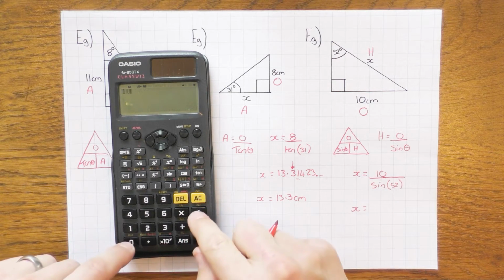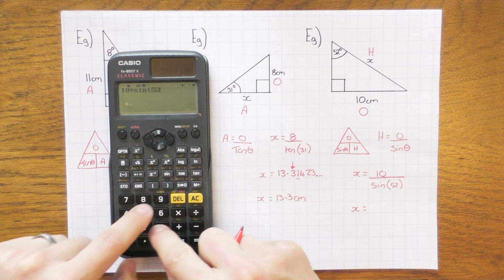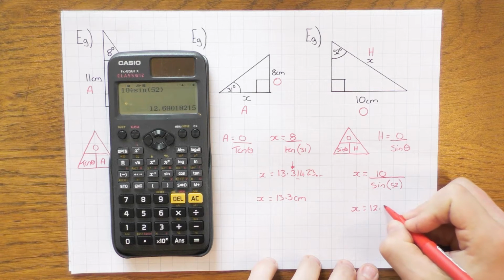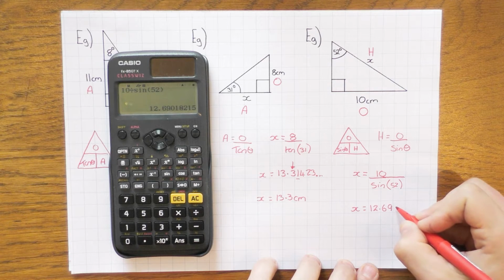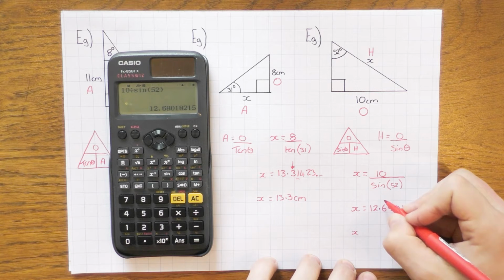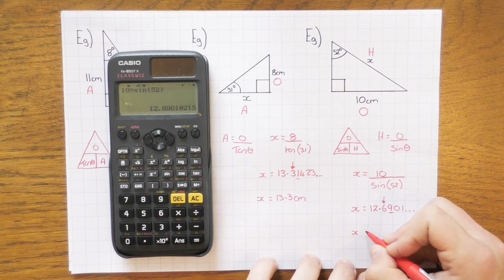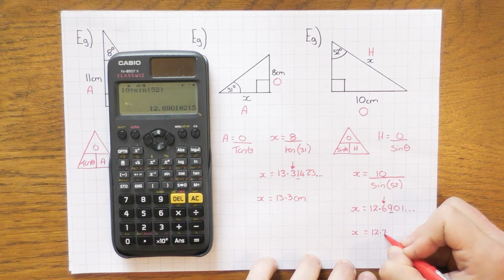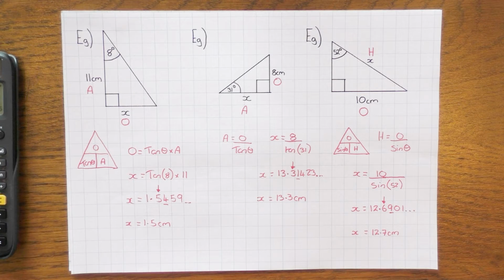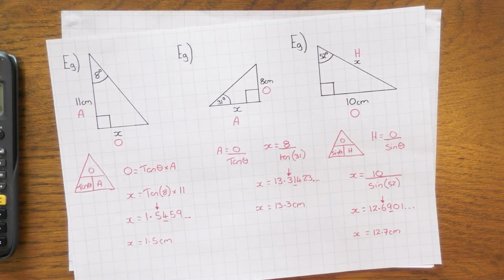And I'm going to type it in, 10 divided by sine 52, close the bracket, press the old equals, and we have 12.6901 blah blah blah blah. And to 1 decimal place I have 6, 9 tells me to round up, so this one actually is 12.7 centimetres. Okay, so there's all the questions that could be asked to do with trig and all the different ways they can be asked. So let's have a look at some wordy examples then, make it a little bit more interesting.